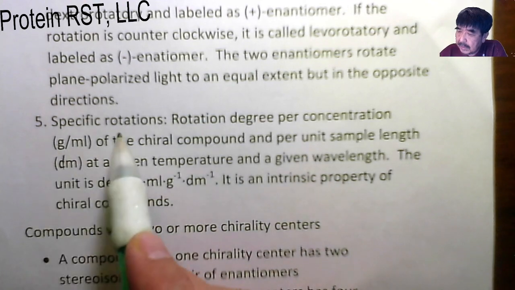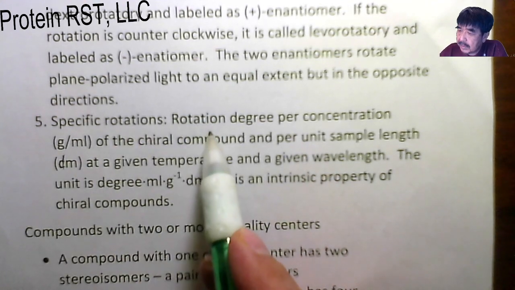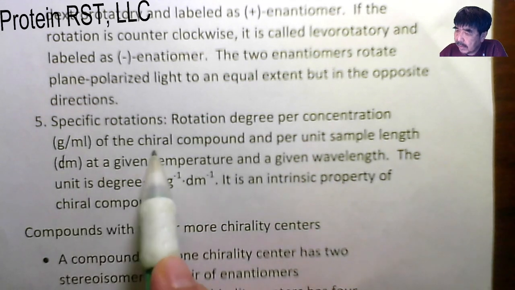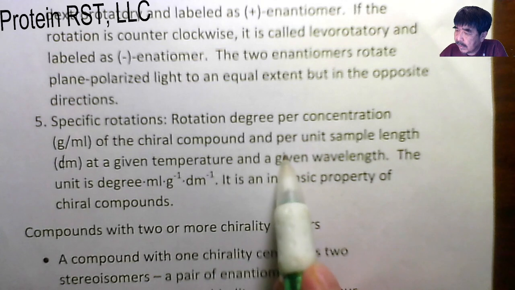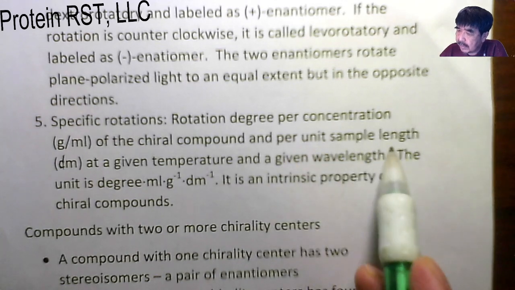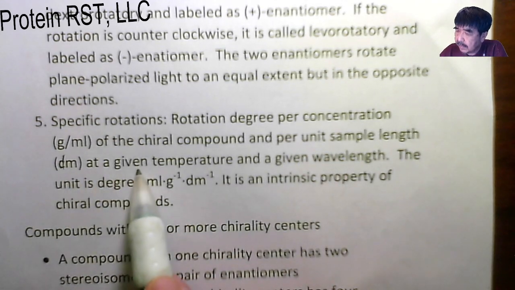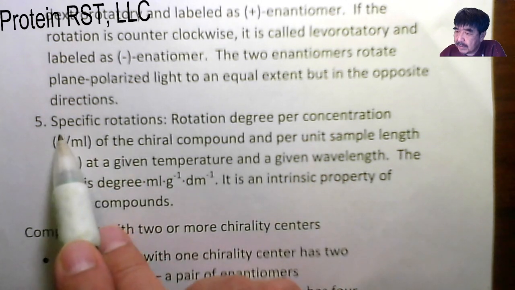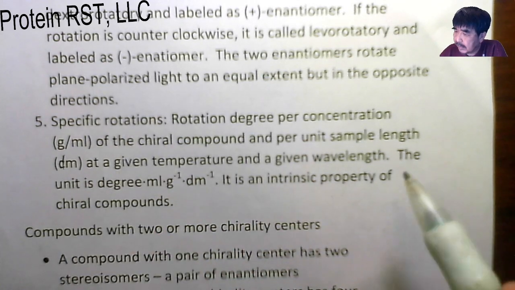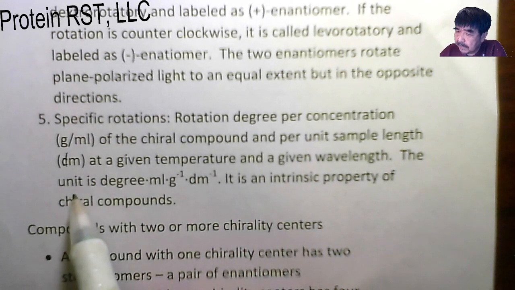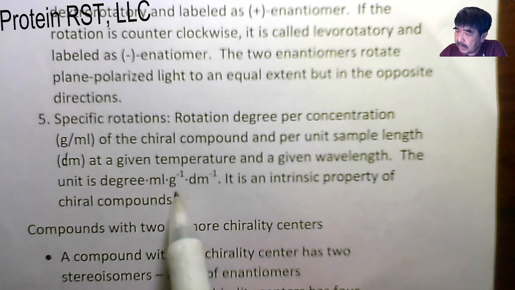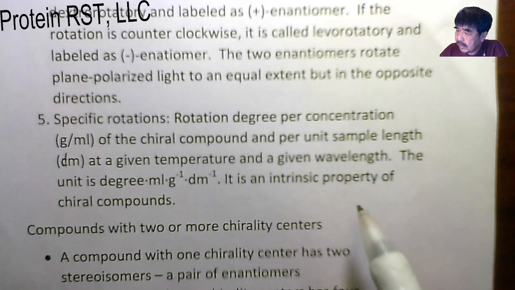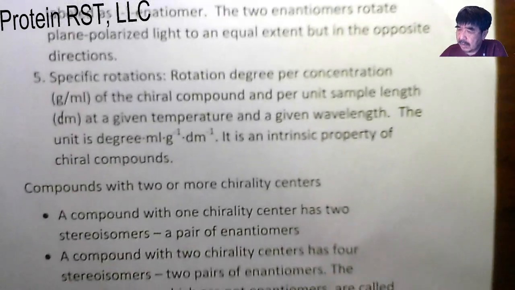Let's take a look at specific rotation. The rotation degree per concentration of a chiral compound and per unit sample length in dm, at a given temperature and a given wavelength, is the definition of specific rotation. The unit of specific rotation is degree milliliter per gram per dm. It's an intrinsic property of a chiral compound.